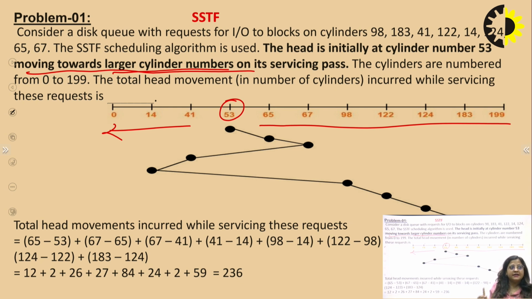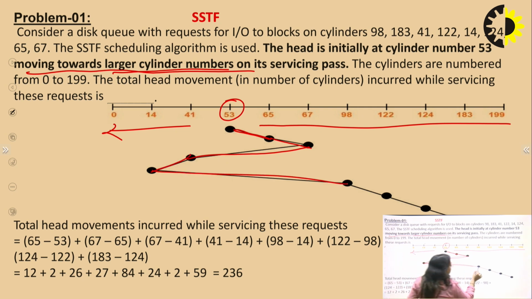SSTF means shortest seek time first. Let's suppose you want to move from 53 to 41, now check the difference. So again 53 to 65, then 65 to 67, again 67 to 41, 41 to 14, like this. But these are different from the given request order.